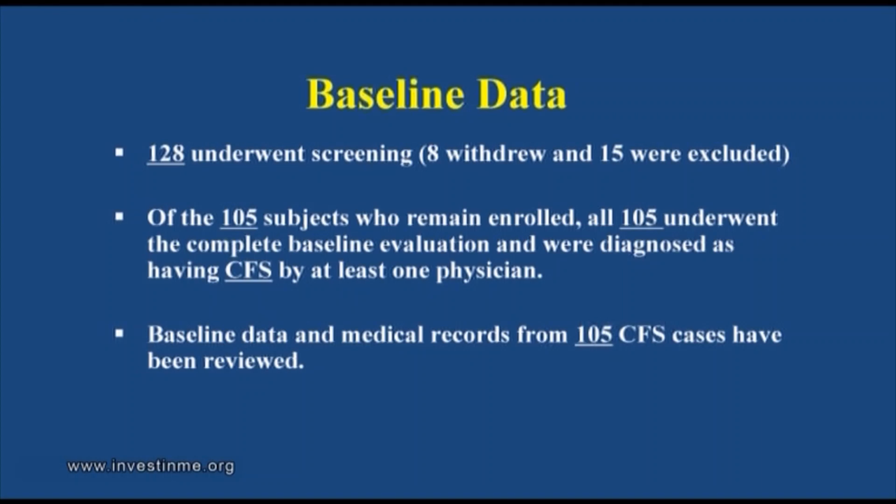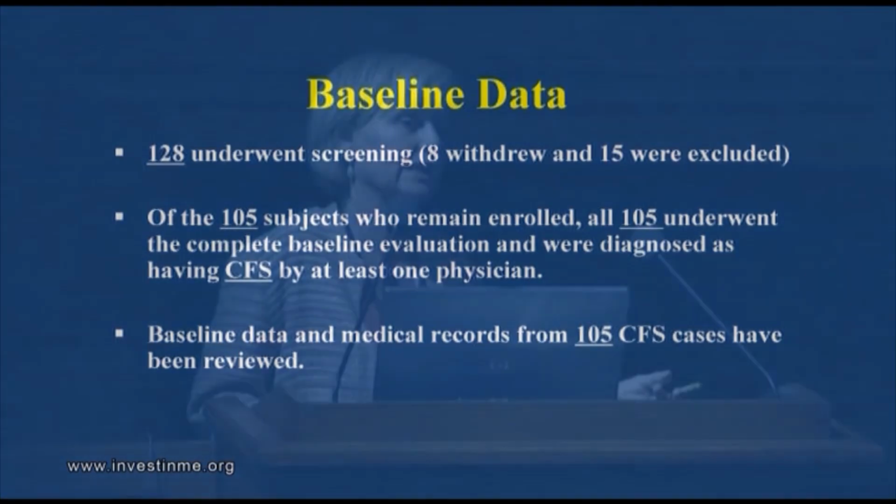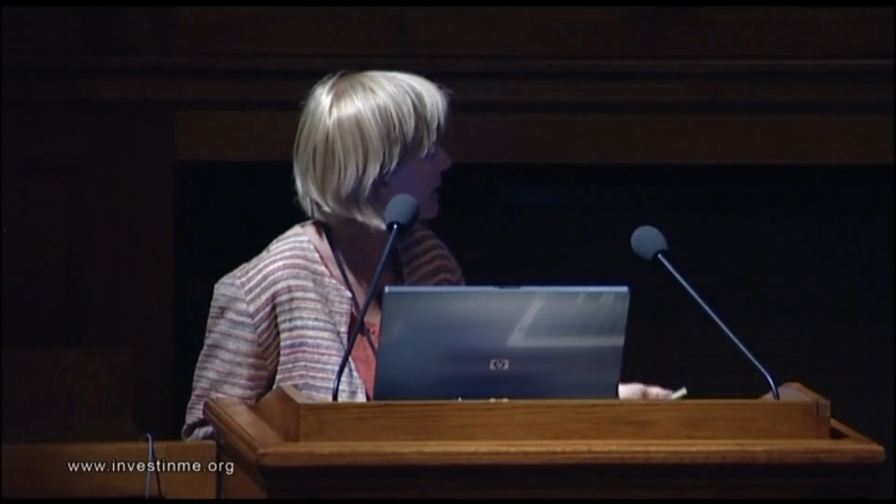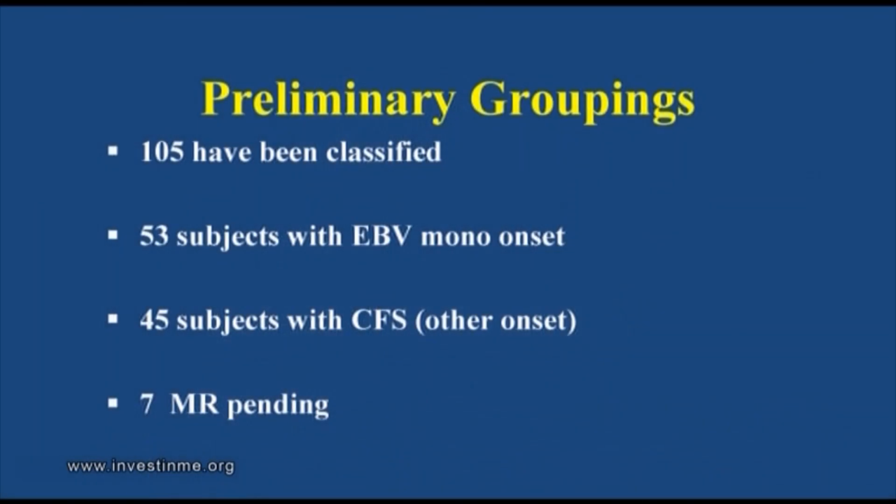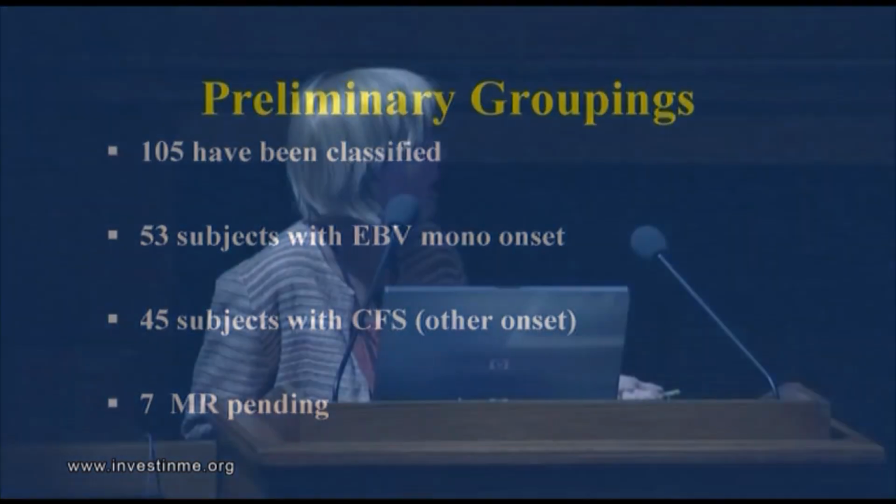processes of donating blood. All of these 105 patients have been verified as having chronic fatigue by at least one physician, but actually each patient will go through 3 physicians' evaluation because we realize very clearly that our data will only be as good as the clinician's evaluation is. We have also baseline data and medical records from these 105 patients. So from these 105 patients, 53 subjects have developed chronic fatigue after EBV mono. 45 subjects have chronic fatigue through other onsets, unknown onsets, but never had mono. And 7 we haven't really fully identified yet.